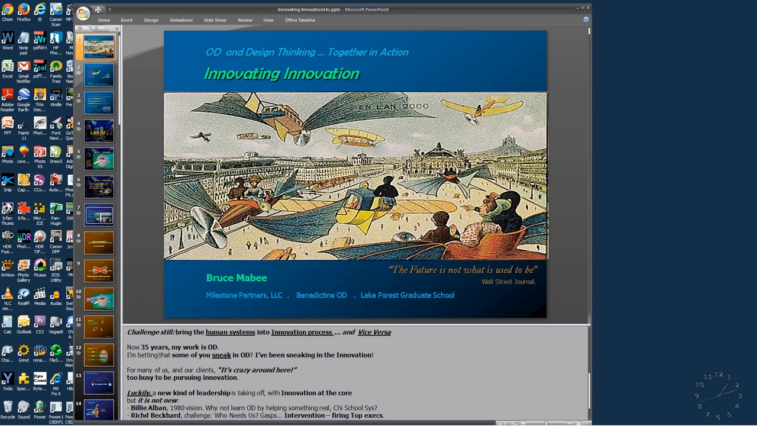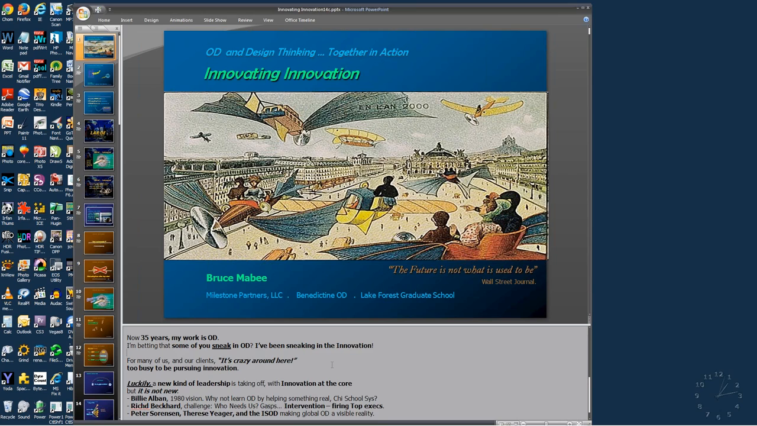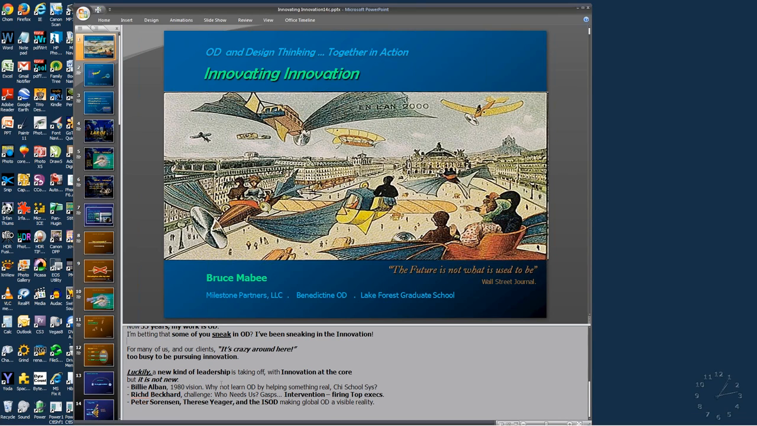As you can probably see right here, I've been in organization development for 35 years, and I'm still often trying to sneak in the OD parts. I'm also often having to sneak in the innovation parts because I believe innovation is so much different. But this is not new.